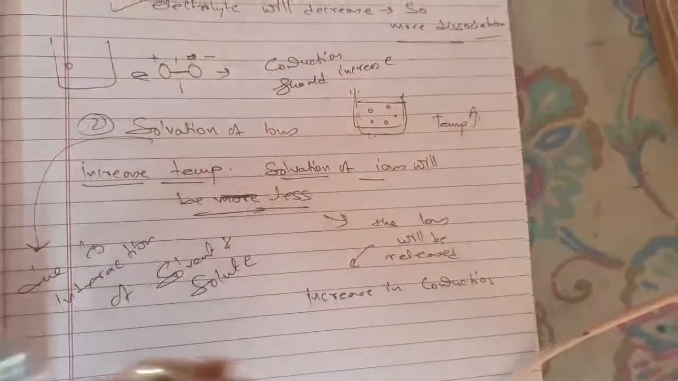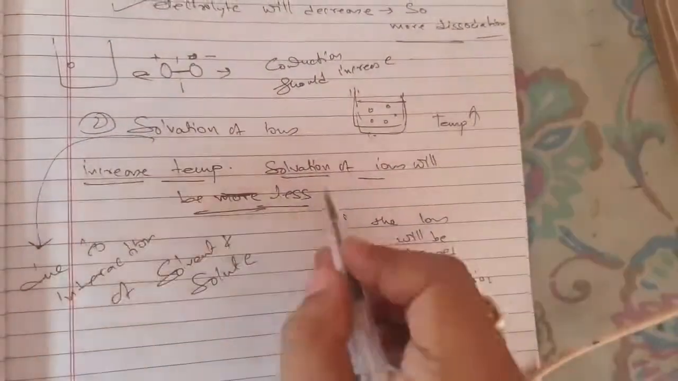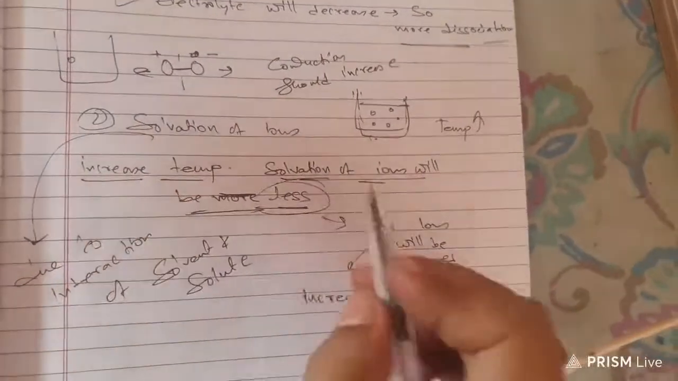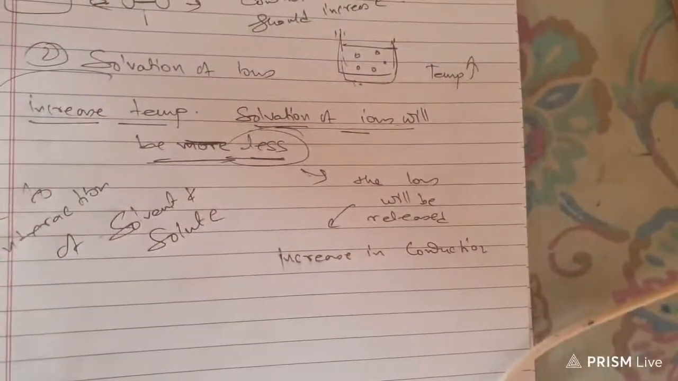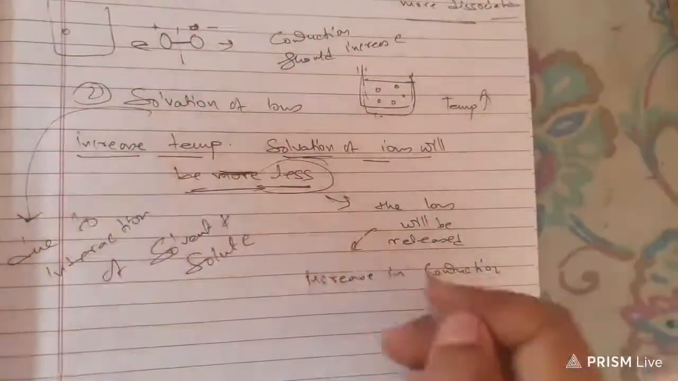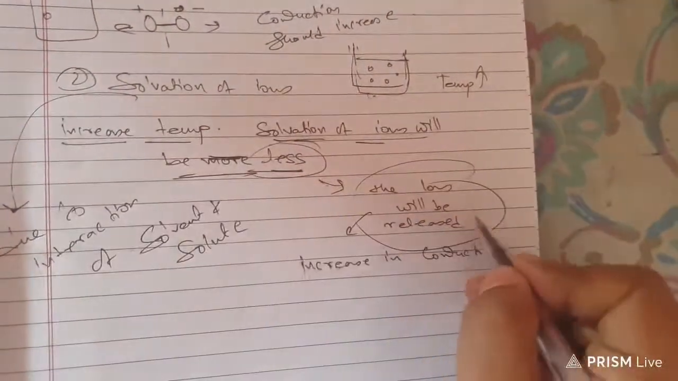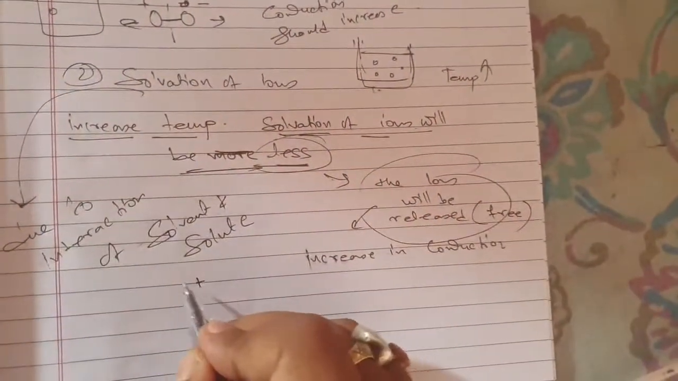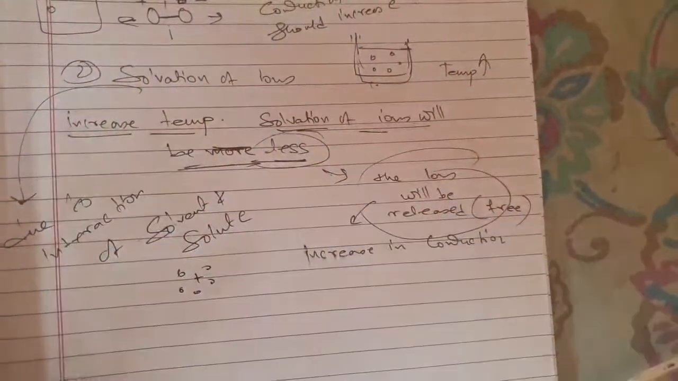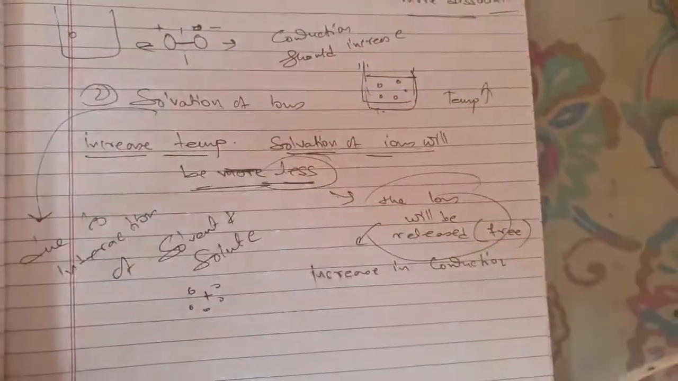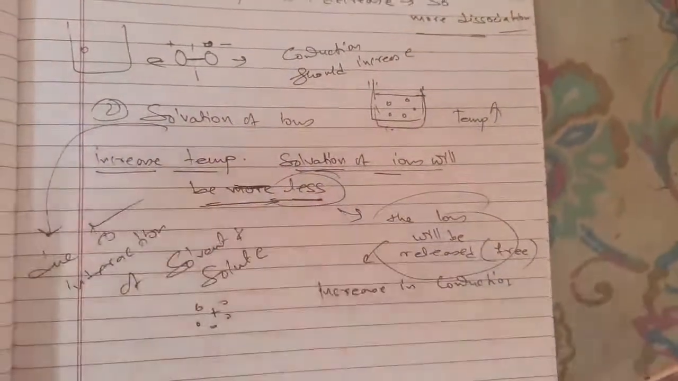If you increase the temperature, solvation of the ions will be less, and when the solvation of the ions will be less, the solute-solvent interactions will go down, and hence the ions will be released, means become more free. The solute ions will not be held by the solvent anymore, it will free them for movement. Are you getting my point? So that's why the conduction will increase.